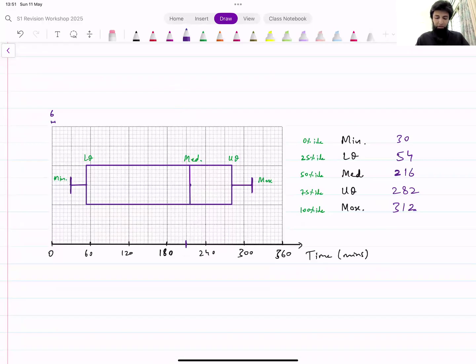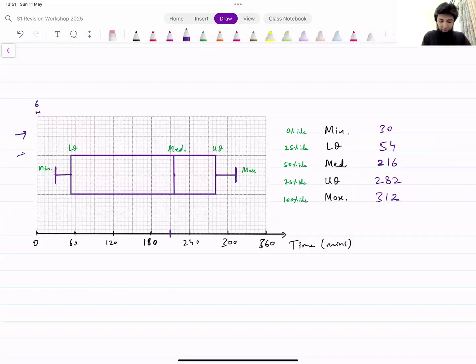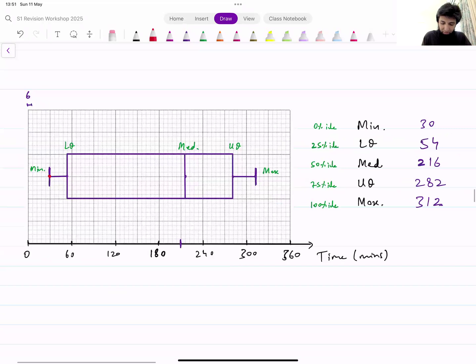Okay, so how do you draw a box and whisker plot? Only one axis is important here, the horizontal axis. You can mark points on this horizontal axis. Then what you have to do is choose any particular line here. It doesn't matter because the vertical axis does not represent anything here. So you can choose any line and mark those points. You've got the minimum point, that's 30. And then the lower quartile, 54, median, 216, upper quartile, 282, and the maximum value. You can mark these points.